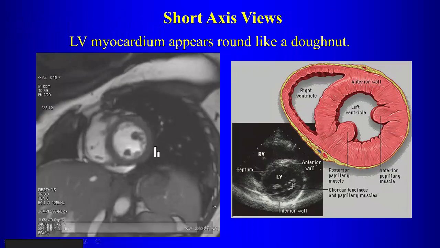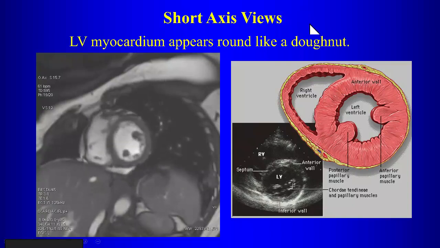The short axis view, these are perpendicular to your long axis views. So here the left ventricle will appear round, okay? Right ventricle is somewhat more elliptical. And these are good for looking at wall motion, and these are good for quantifying cardiac function. We will look at this in systole and diastole. We can calculate cardiac outputs, ejection fractions from a stack of short axis views.